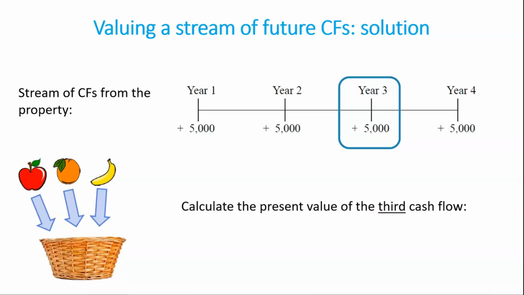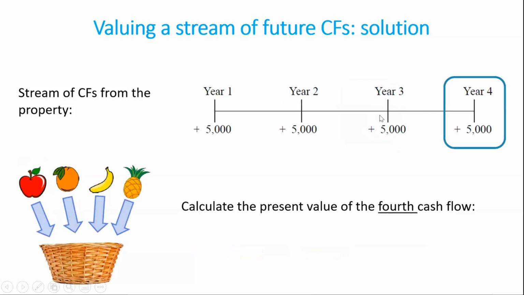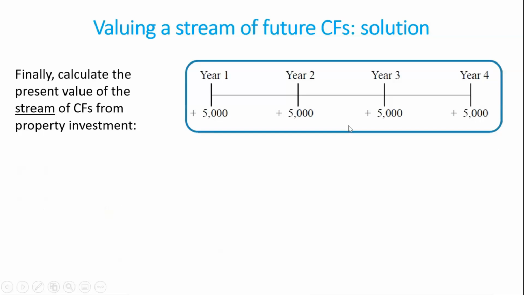And in a similar way, we calculate all remaining cash flows. In the third year, the value of this particular cash flow, the banana, will be equal to £4,319. We're discounting again slightly more here, with a slightly bigger discount factor, raised to power 3. Same interest, but raised to power 3, because it will take place in 3 years from now. And similarly, the final fourth cash flow is worth £4,113.